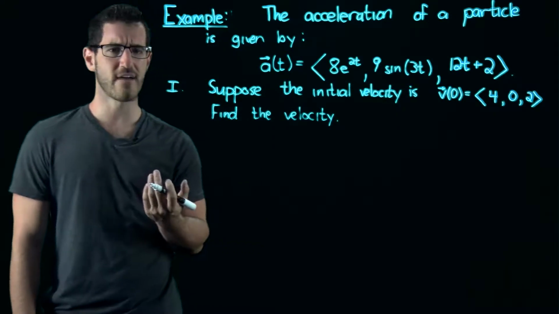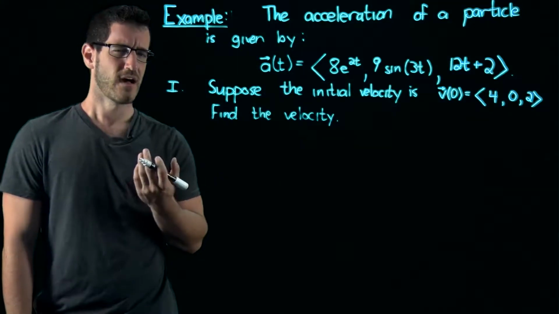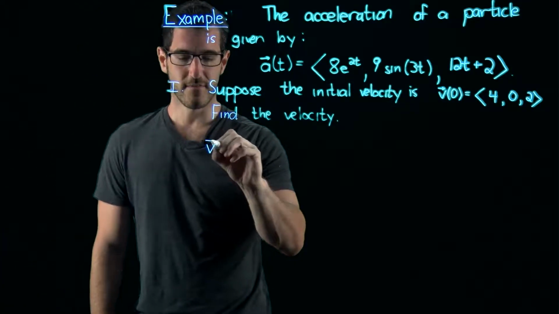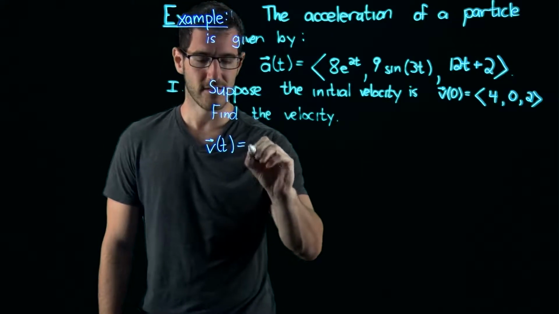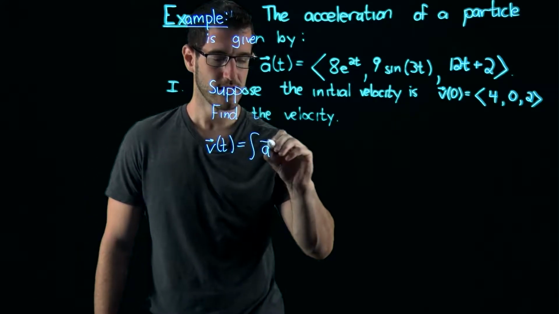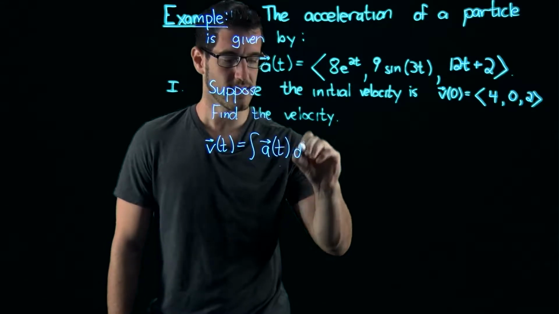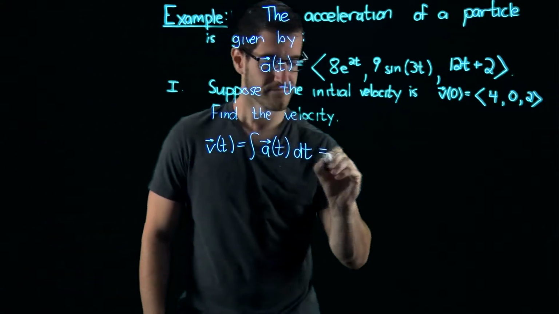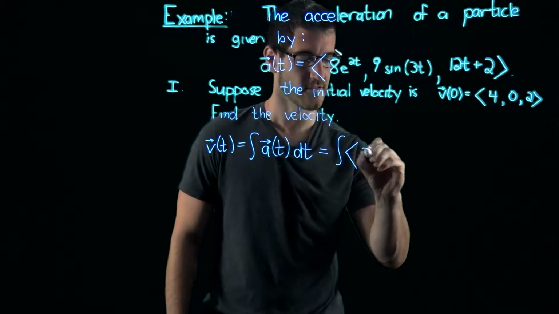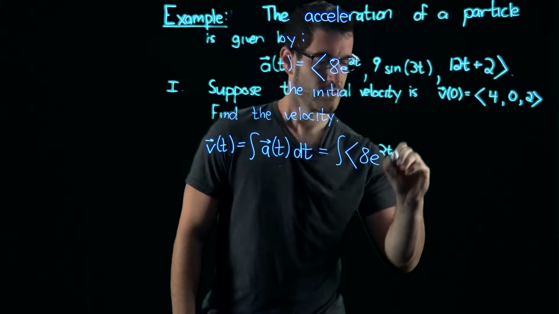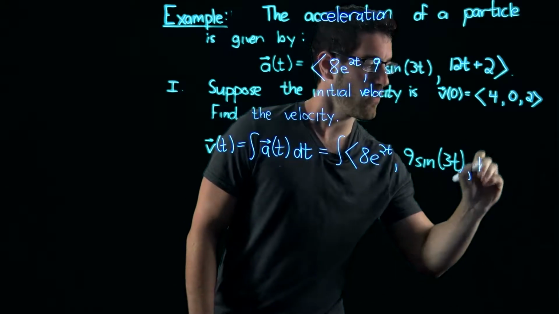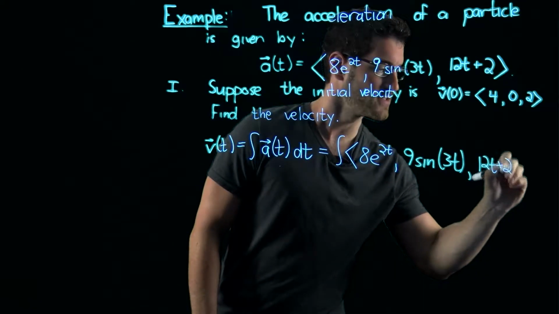So the first thing we have to ask ourselves is, well, how are the velocity and the acceleration related? And hopefully you know that all you have to do to get the velocity is take an antiderivative of the acceleration. So we'll write down this acceleration. And all we have to do now is antidifferentiate this thing.